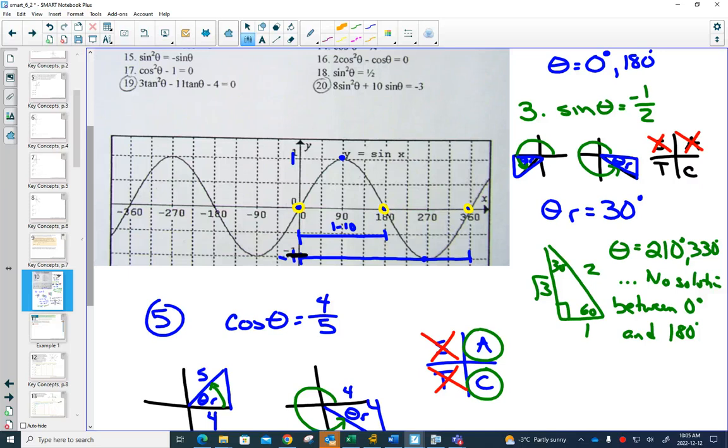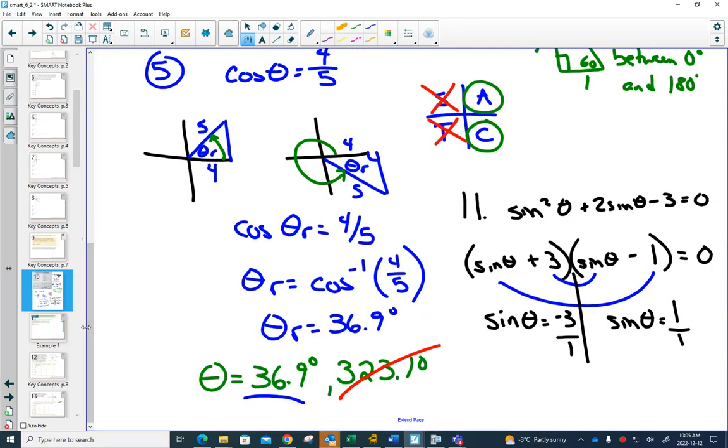Okay? So when we get questions, this is actually a great one to do. When we get questions where the opposite over hypotenuse is bigger than 1 or bigger than -1, positive or negative, doesn't matter, we can right away, without a calculator, say that this is not possible.